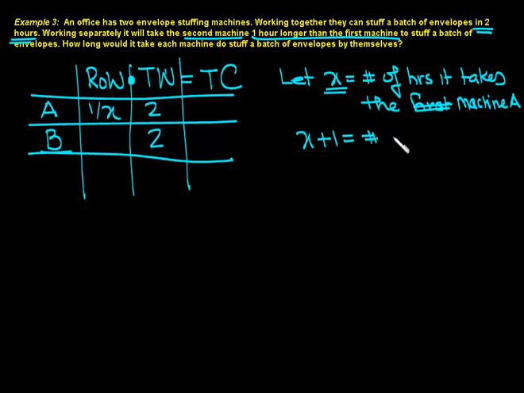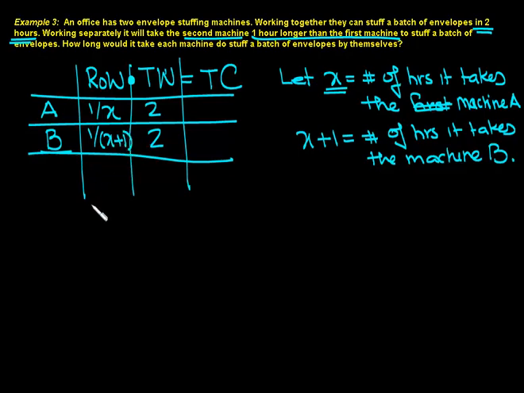So it'll be the number of hours it takes the machine B to do the job by itself, because it would take 1 hour longer than machine A. If it takes machine A x hours, it would do that. So similarly, if it was 5, it would be 6. So what is the rate of work for machine B? It's 1 over x plus 1.